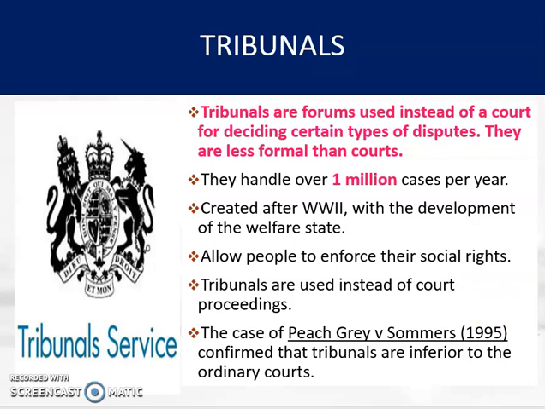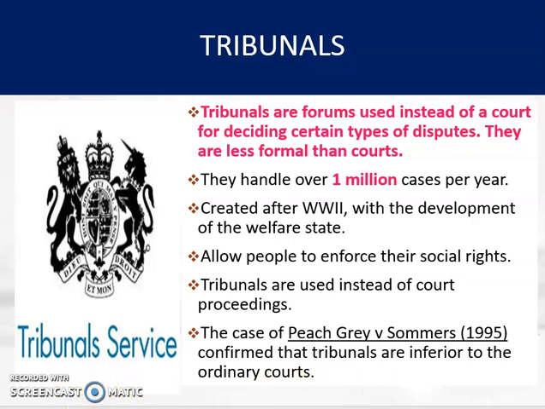It's important to point out at this point, though, that tribunals are inferior to the ordinary courts. Their decisions are important. If you go to a tribunal, you will get a judgment, an important decision. But in the case of Peach Grey and Somers, it was confirmed that a tribunal decision is inferior to the ordinary courts. So if we did appeal up to the Court of Appeal, as I mentioned before in the Uber case, it would be the Court of Appeal decision that would stand, not the upper tier tribunal. That's because our civil courts are superior to tribunals.